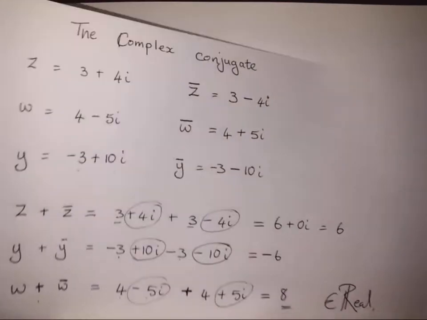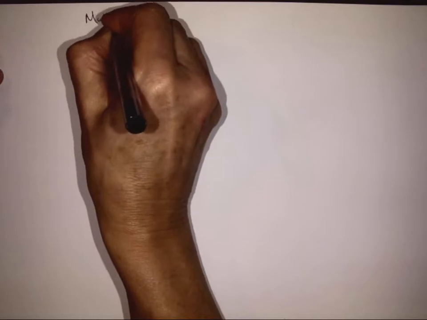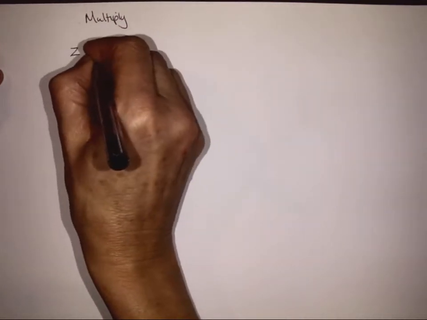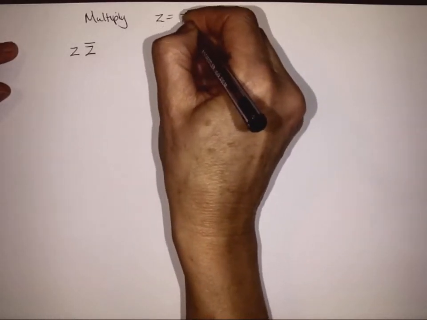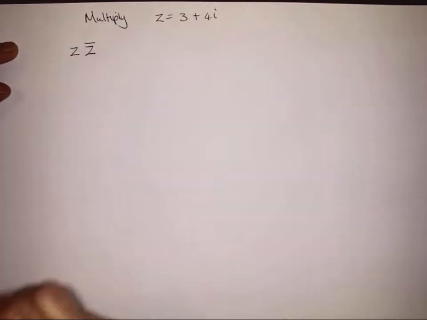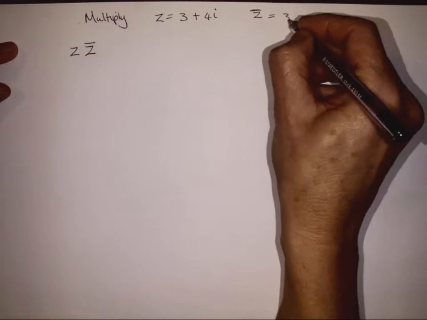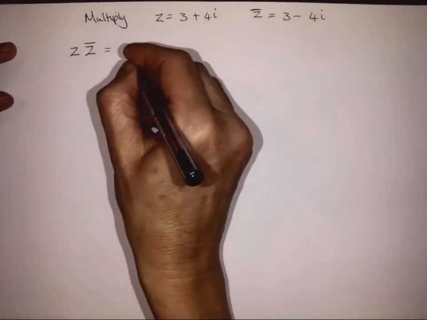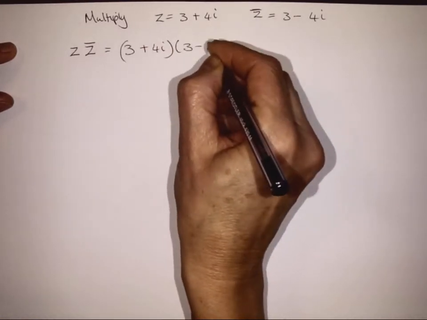Okay? Now, it's similar when you multiply them. So let's have a look. Have a look again. So multiply. And we're going to multiply z times its complex conjugate, z bar. So z is 3 plus 4i. Therefore its complex conjugate, z bar, is going to be 3 minus 4i. So let's multiply them. 3 plus 4i times 3 minus 4i.